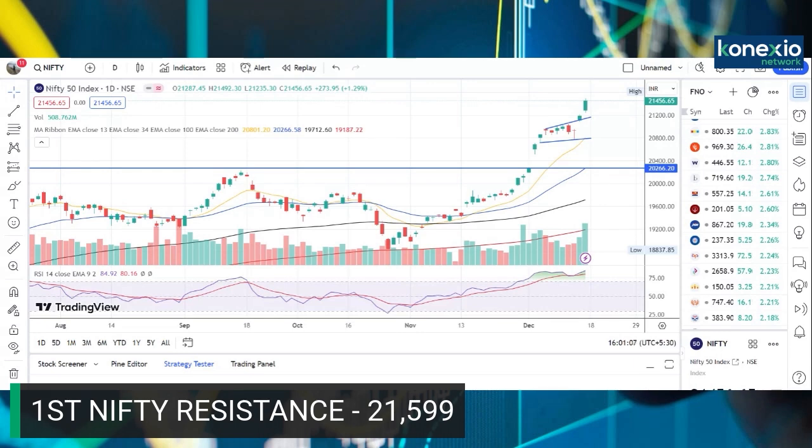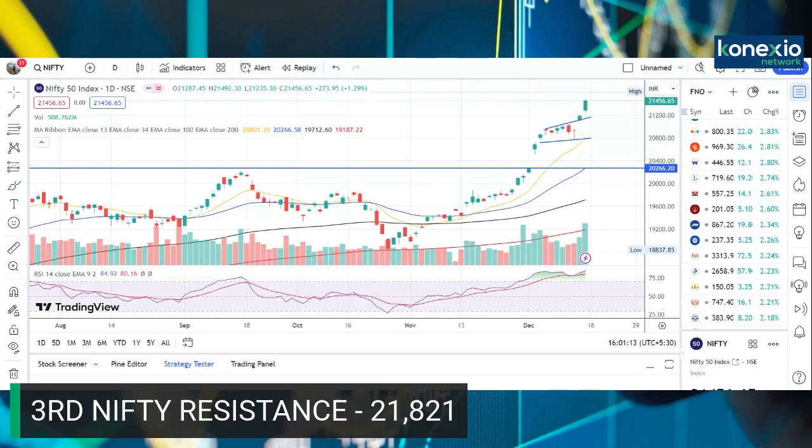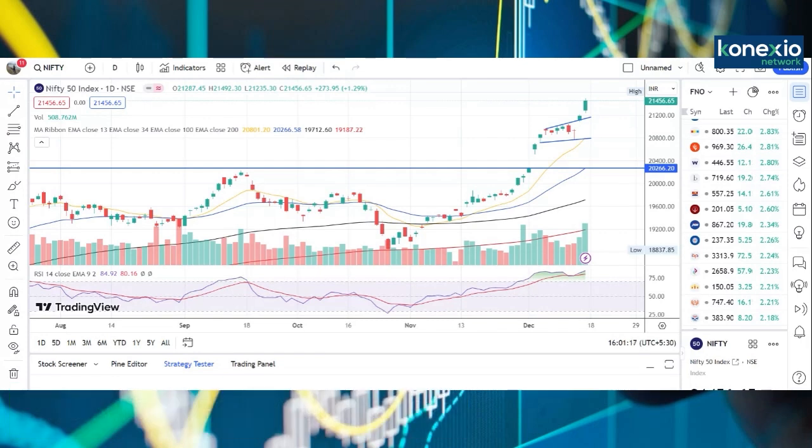Above that, the second resistance is around 21,707 and the third resistance is around 21,821. These are the crucial supports and resistance levels in Nifty for the next week. Traders should watch out for these levels and trade accordingly in the direction of the primary trend. And the primary trend is bullish.